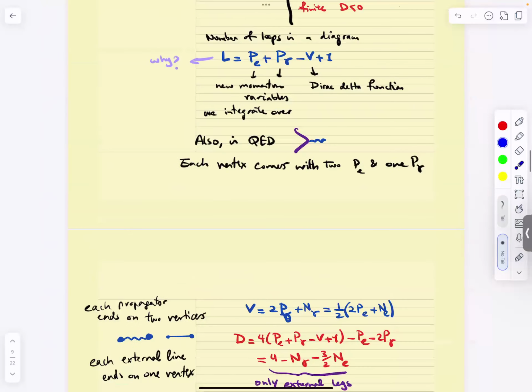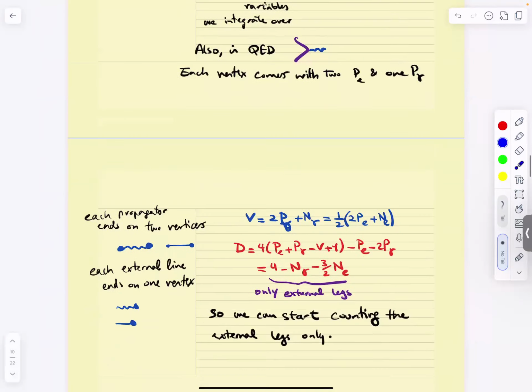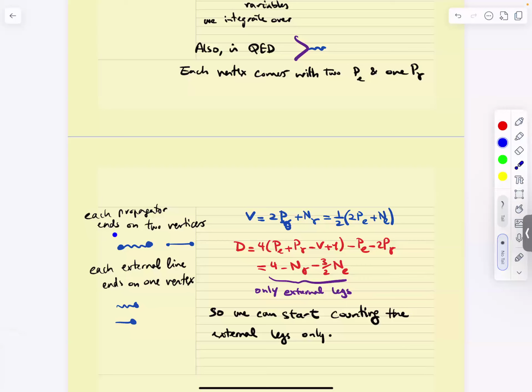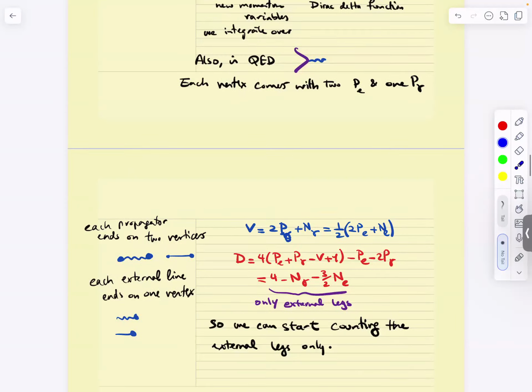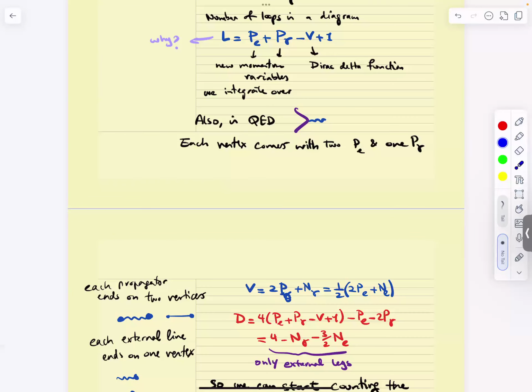There's another relation that you could find between V and P and N. Because each propagator ends on two vertices, whether it's an electron propagator or a photon propagator, and each external line ends on one vertex, we can write down V as 2p gamma plus n gamma, or equivalently, half of 2p electron plus n electron. These are also another set of relations that we have.